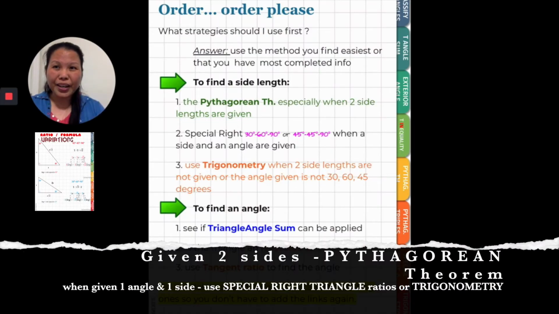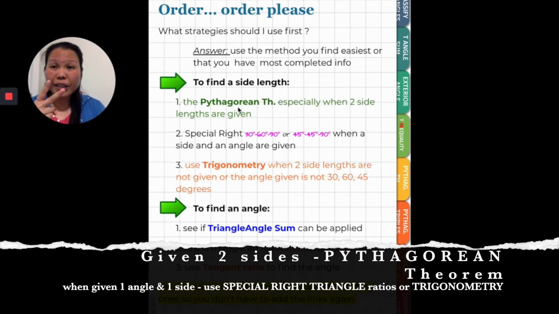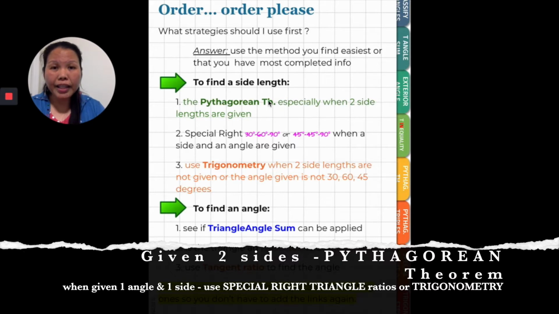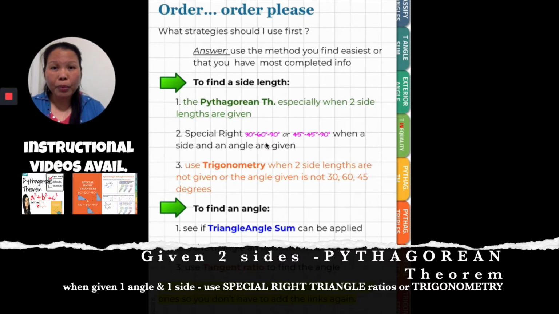Special right triangle. If they are giving you two side lengths, then that's the hint that you should use the Pythagorean theorem. A side and an angle, special right triangle. It's either 30, 60, 90 or 45, 45, 90. And when you cannot use either of these two methods, Pythagorean theorem or special right triangle, that's when we will use trigonometry to solve for the missing side length.